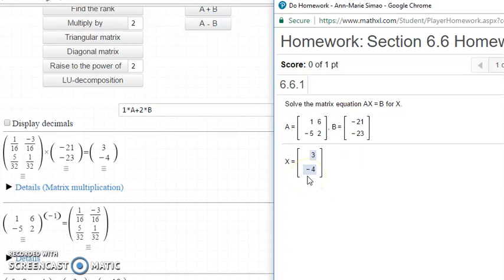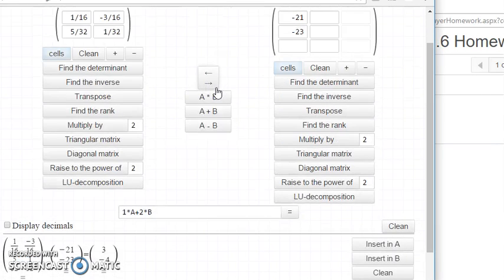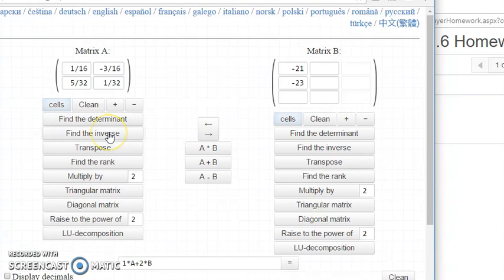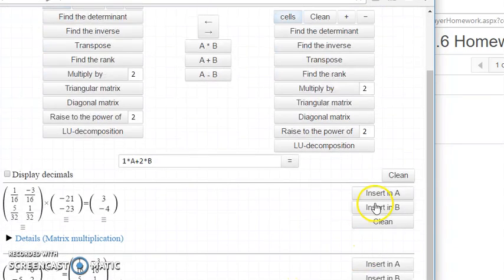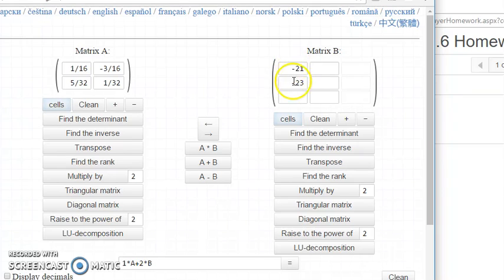3, negative 4. And so what I needed to do first was solve for x. So I needed to do the inverse of A times B. But we had to make sure we realized it was not the additive inverse. We can use this calculator here to find the inverse after we put it in. We can then insert into A and then type in your B matrix and then click the multiplication.